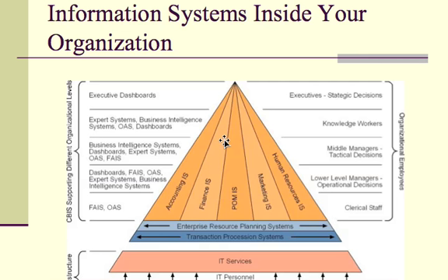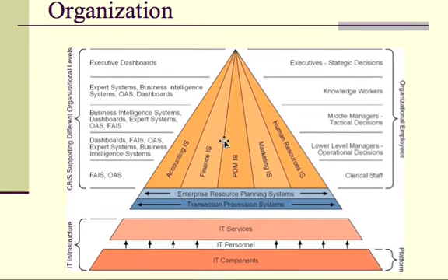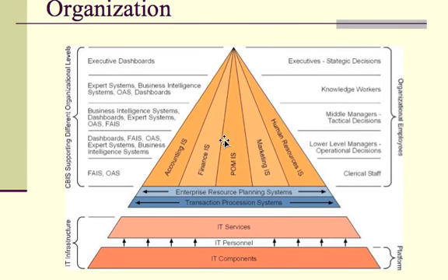Now when you take that and apply it within an organization, you've got all these different levels. At the very bottom of the screen here, and you'll see this slide in the text, you've got IT components, then you've got personnel that provides services across the board. The IT components, the hardware, is across the board in an organization. Then there are services that are across the board in an organization. Then there's transaction processing systems across the board in an organization, and enterprise resource planning systems across the board.